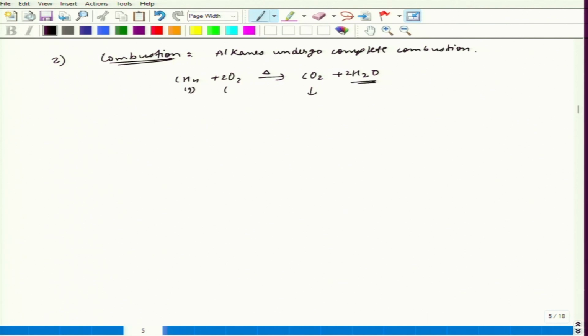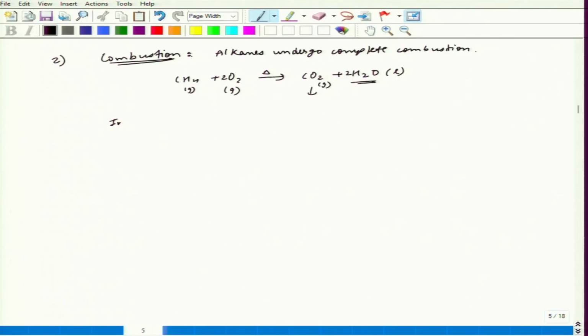This is a gas, methane; oxygen is a gas, carbon dioxide is a gas, and H2O will be liquid. So, alkane combustion generally gives complete combustion to form carbon dioxide and water as the products. However, if incomplete combustion is done, what it can form is solid carbon and water molecules.